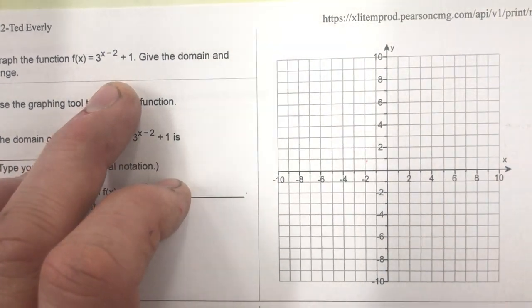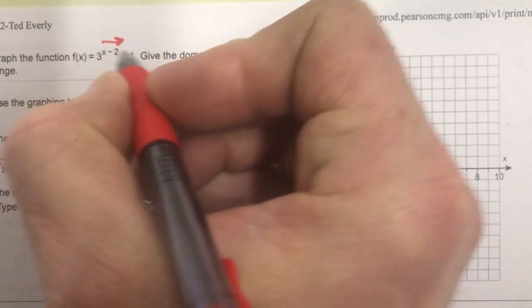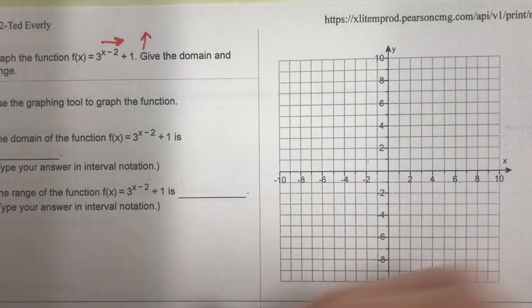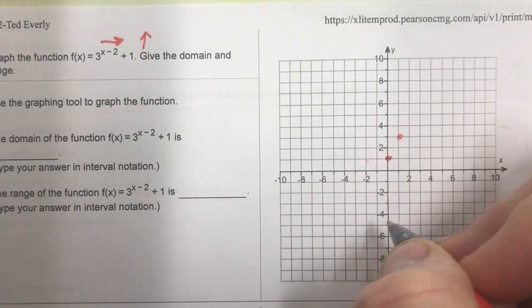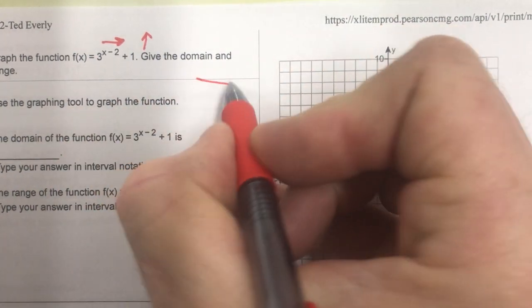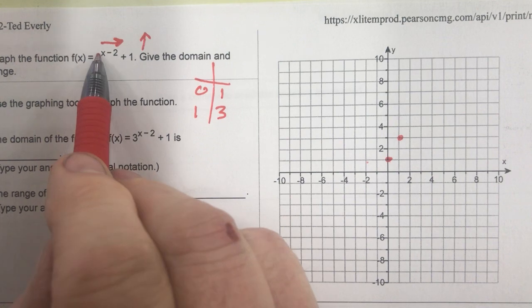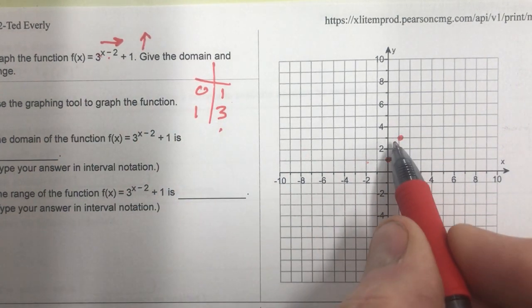All right, graph this one. So now here we've got this minus 2 making it go 2 to the right, and this plus 1 is going to make it go up 1. So normally my 2 points for this would be here and here, because, again, (0, 1) and (1, 3). 3 to the 0 power is 1, 3 to the 1 power would be 3. So there's where these points normally would be.